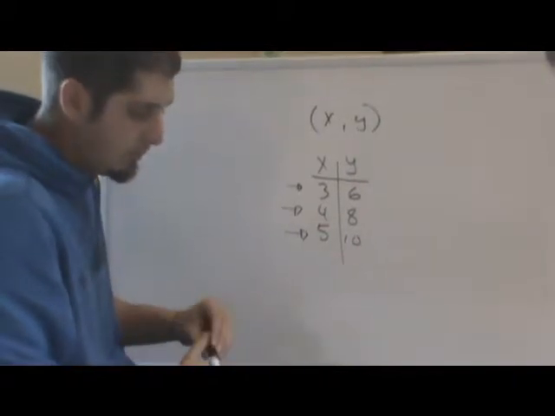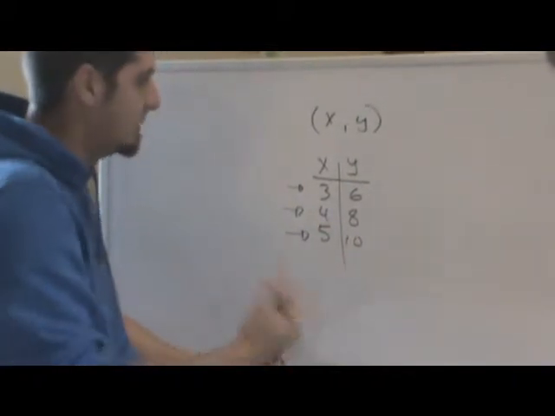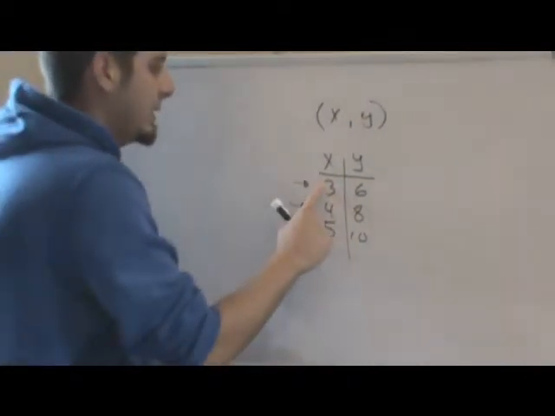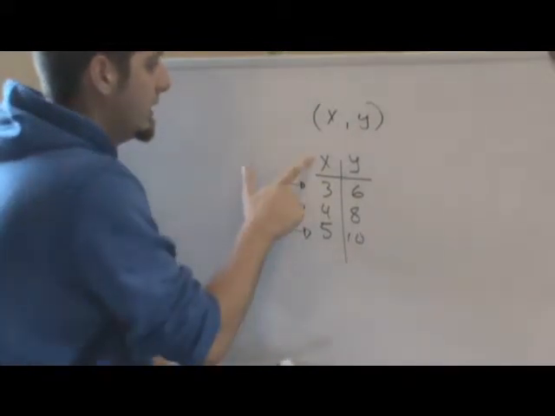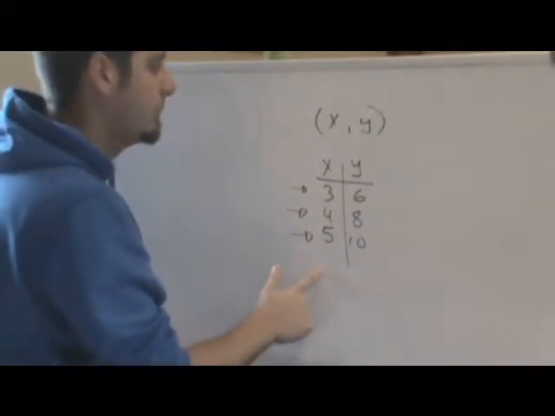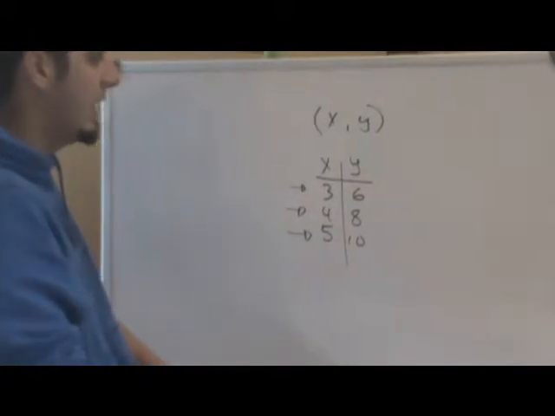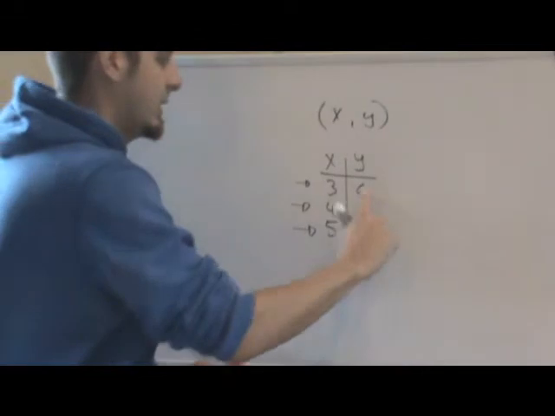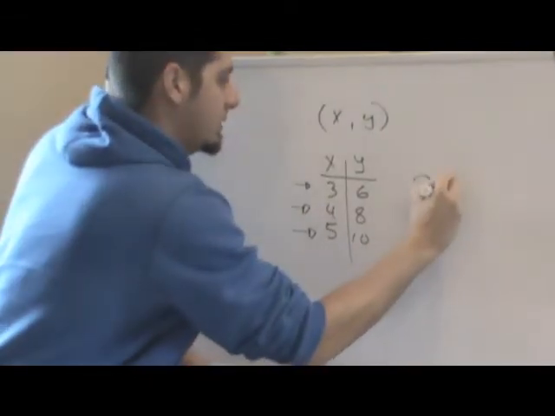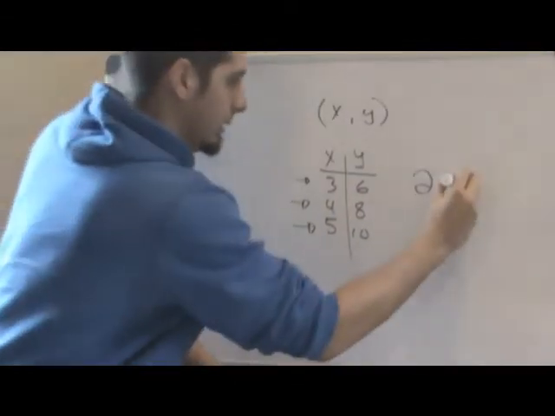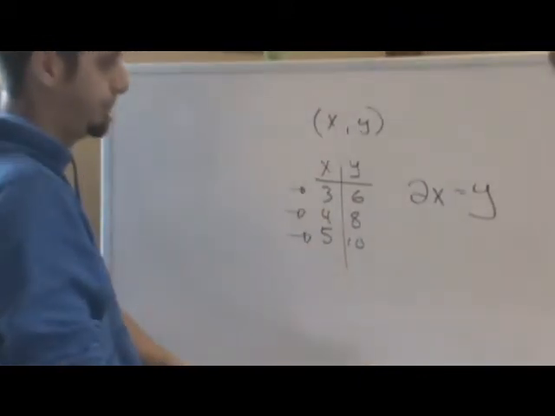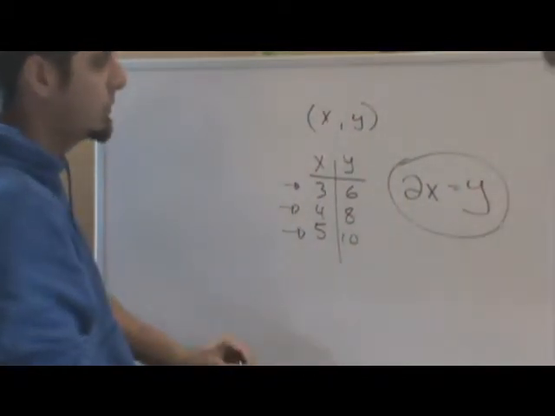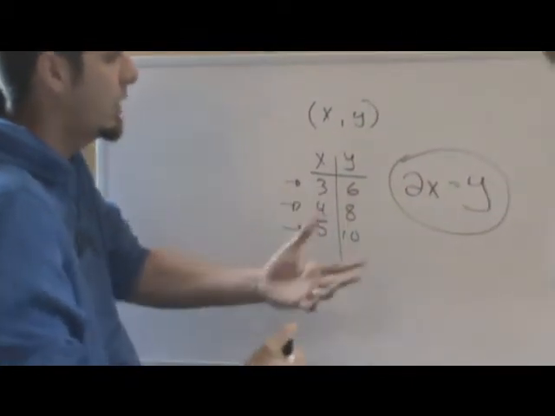A lot of times it's going to be very difficult to identify what the special pattern is. In other words, what is happening to x to get you y? Because remember, the x column is also known as the input column, and the y column is also known as the output column. So when we input x into our equation, what happens to it that gets us y? In this case, when I input x, it's multiplied by 2, and that's how I get y. And this is how I represent my linear function with a linear equation.